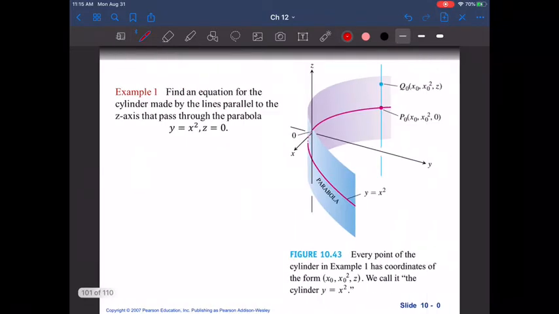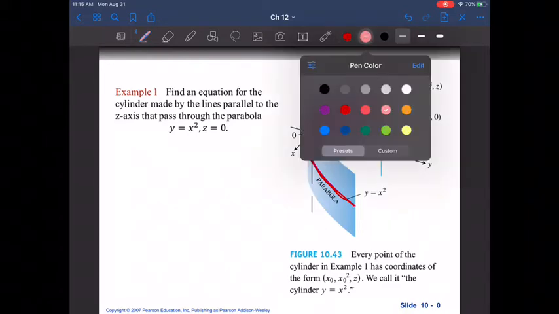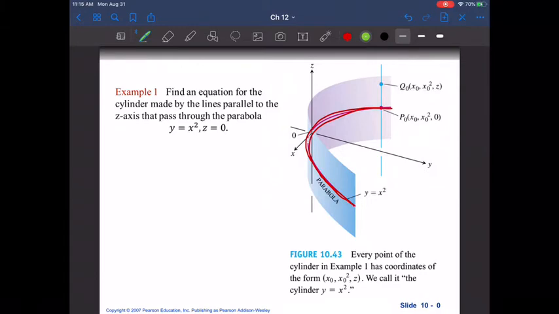Okay, so here's an example. Find an equation for the cylinder made by the lines parallel to the z-axis, so all the lines parallel to the z-axis that pass through the parabola. So this parabola is our generating curve. And then what we're going to do is take all the points that are parallel to the z-axis and cross through that generating curve. So it's going to be this line, and then this line, and then this line, and this line. And technically they keep going up. We're not stopping right there. But we would just keep going around, all the way around this, filling in all these lines, and we would end up making the shape we want.